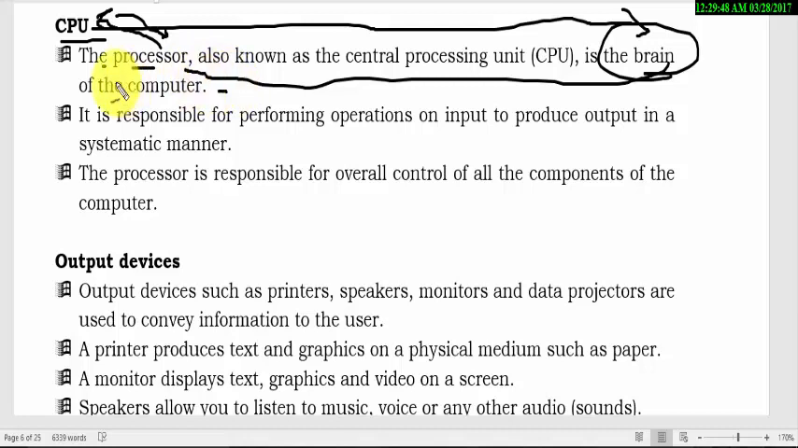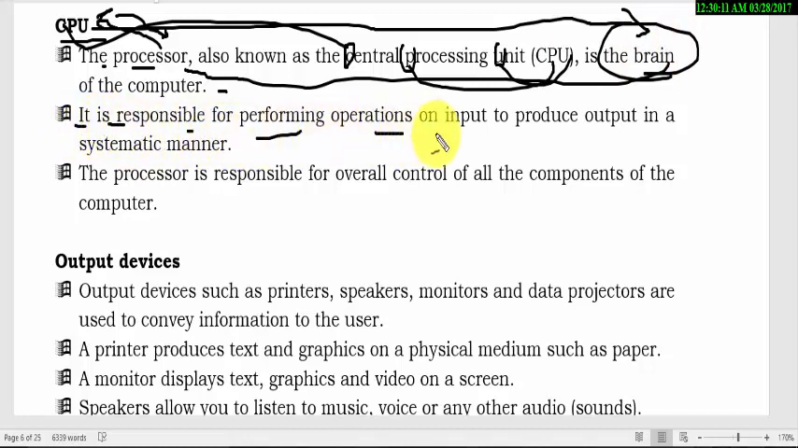The processor, also known as the central processing unit, meaning this is the C, this is the P, and this is the U. So the central processing unit, CPU, is the brain of the computer. It is responsible for performing operations on input to produce output in a systematic manner.